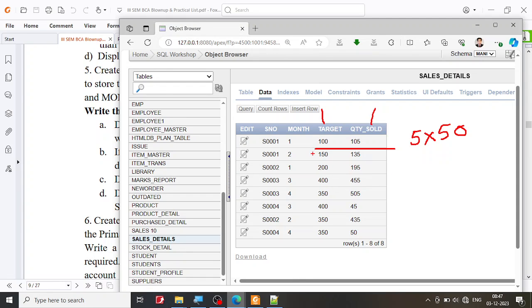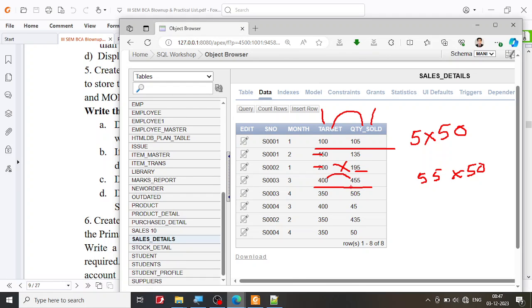If you look at these two, they have not achieved. If you look at here, 400 was the target, 455 is the quantity sold. So the excess above 400 is 55. For these 55, for every item, we are supposed to give 50 rupees. So how am I achieving it? I am saying quantity minus the target, provided the quantity is greater than the target. If you look at here, this quantity is less than the target, so we are not considering this record. Here, the quantity sold is greater than the target, so we are considering it.